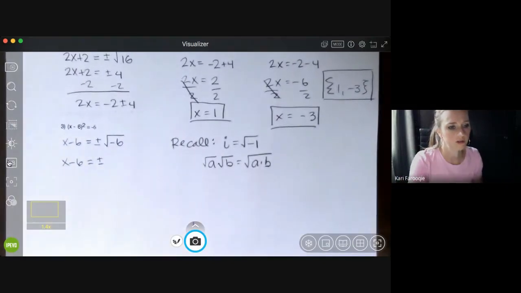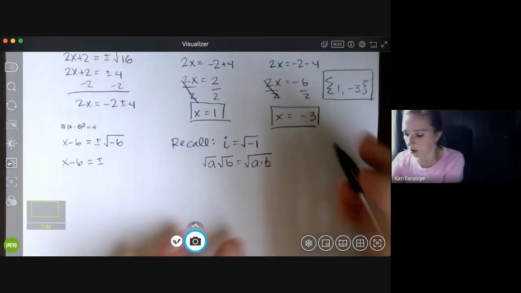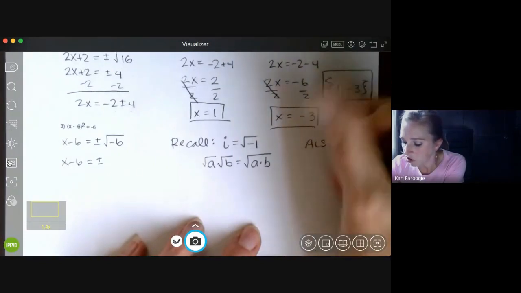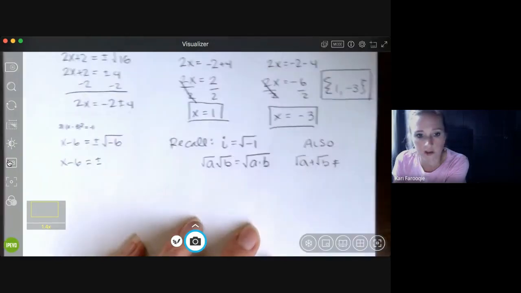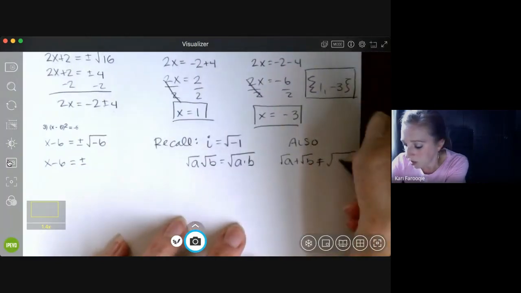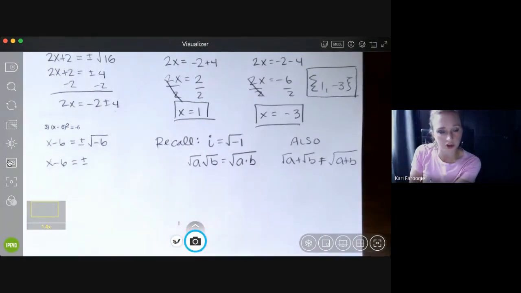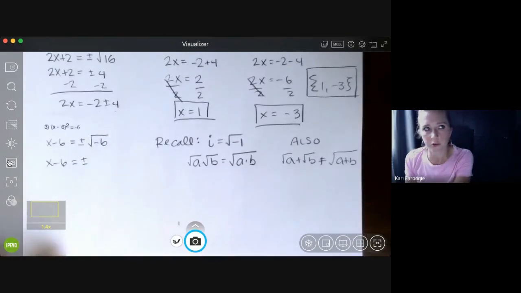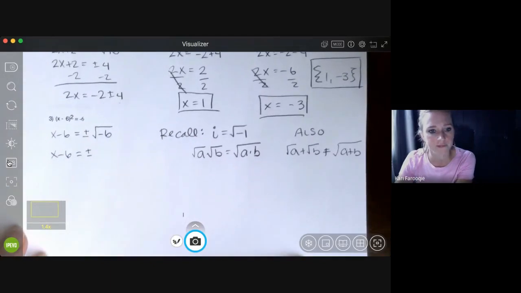Sorry, I'm trying to get this to focus better. Okay, but it does work for multiplication. Since it's such a common mistake, I'm even going to put a note up here about it. The square root of a plus the square root of b does not equal the square root of a plus b. It only works for multiplication, does not work for addition. It's one of those most common math errors that teachers hand out to students and say, don't do this. Very, very common math error.